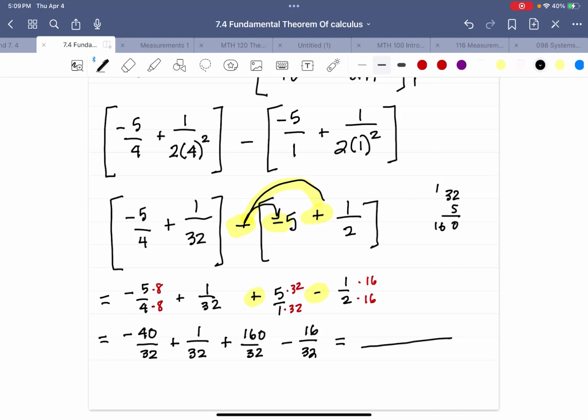So all of this is going to be over 32: negative 40 plus 1 plus 160 minus 16. Use your calculator there, and that comes out to 105 over 32. And then, of course, if it's a fraction, you need to see if it'll reduce. But 105 over 32 is not going to reduce, so that's going to be my final answer.